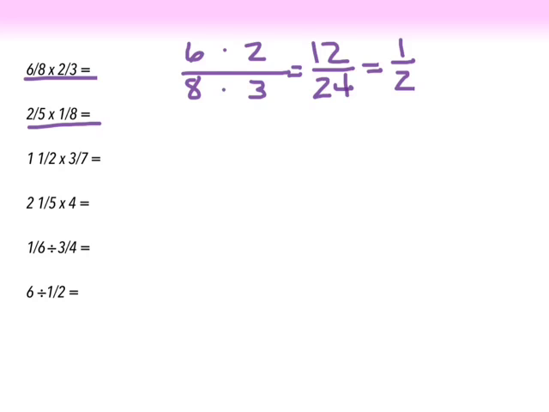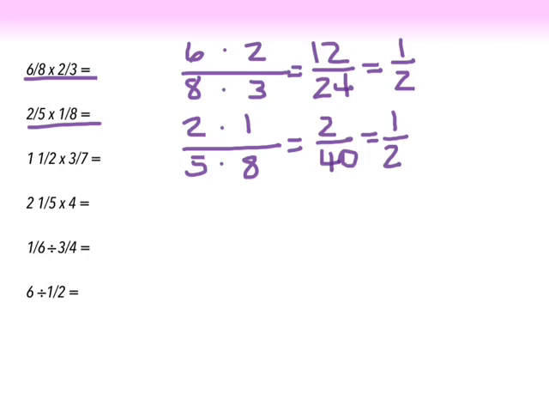This next one, 2/5 times 1/8. 2 times 1 is 2. 5 times 8 is 40. Is the numerator larger than the denominator? No. Are both the numerator and denominator divisible by the same number? You betcha. They're divisible by 2. There we go. That was quite simple.